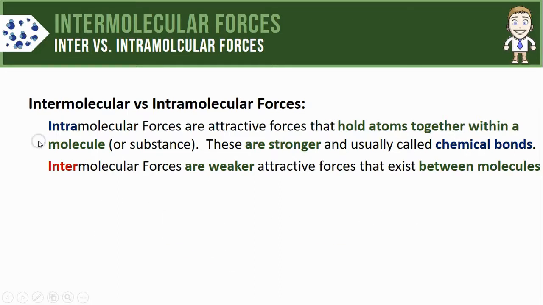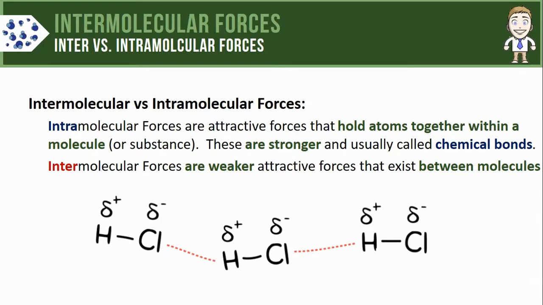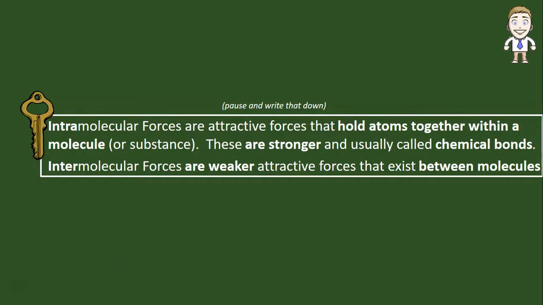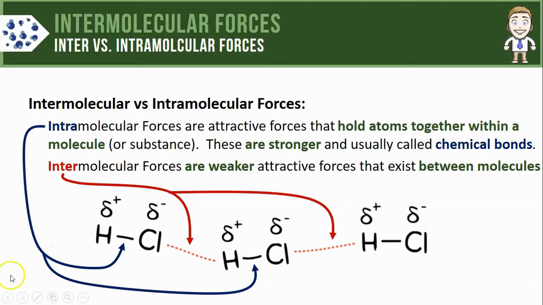Here's a model that might help you understand the difference between these two terms. We've got three molecules of hydrogen chloride drawn out here. If you looked at the attractive force that holds the hydrogen atom to the chlorine atom within one single molecule, you'd be talking about an intramolecular force. You might have also noticed the red dotted line connecting these two separate HCl molecules. That's trying to show that those two molecules are also attracted to each other. And since that attraction is occurring between two separate molecules instead of within one single molecule, that would be an intermolecular force. These are some of the key ideas for this video. Make sure you take some time and write them down.